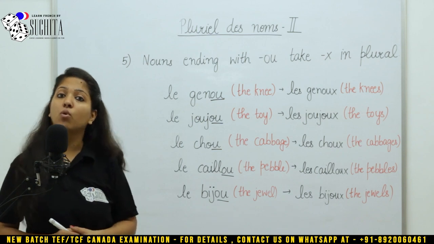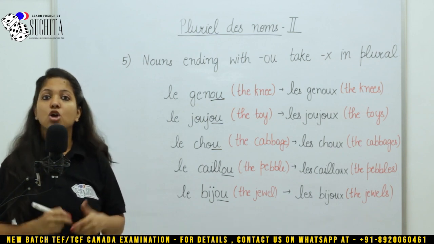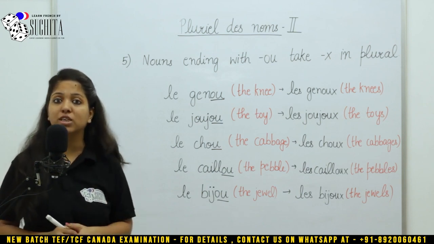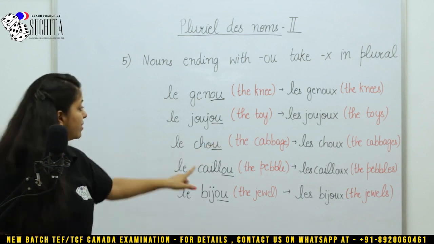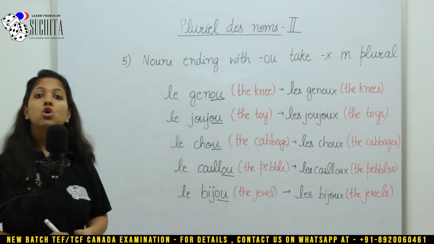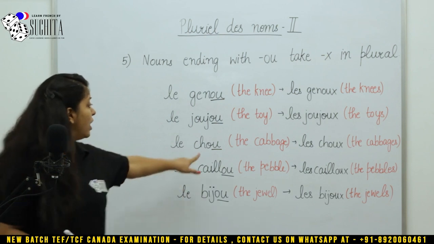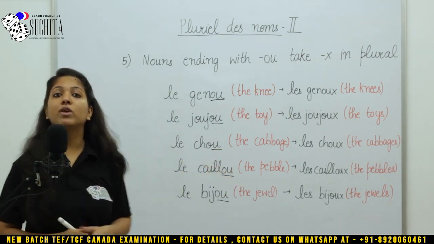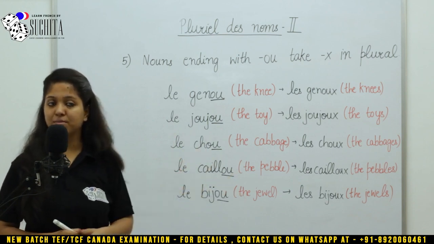Now it again ends with the OU combination at the end. So in order to make it plural, you will add an X. Les joujoux, and it becomes the toys. Again, the pronunciation doesn't change. Le joujou, les joujoux. So the toys. Next, le chou. Le chou, which means the cabbage, the vegetable that you eat. Again, it ends with the OU combination at the end. So in order to make it plural, you will add an X, and it becomes les choux, avec X, the cabbages.